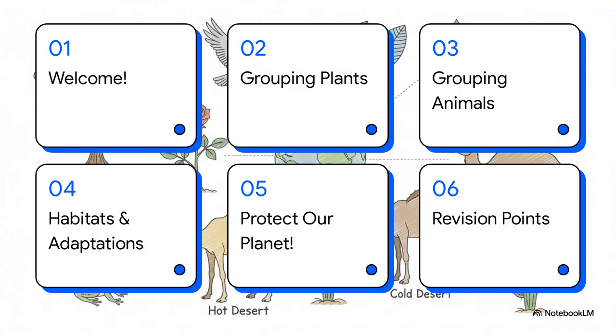So here's our simple game plan. First, we'll get a feel for all this variety. Then we'll become detectives and learn how to group plants and animals. After that, we'll see how they're perfectly designed for their homes, why we need to protect them, and we'll finish with some quick revision points. Trust me, remembering all this for your exam will be a piece of cake.